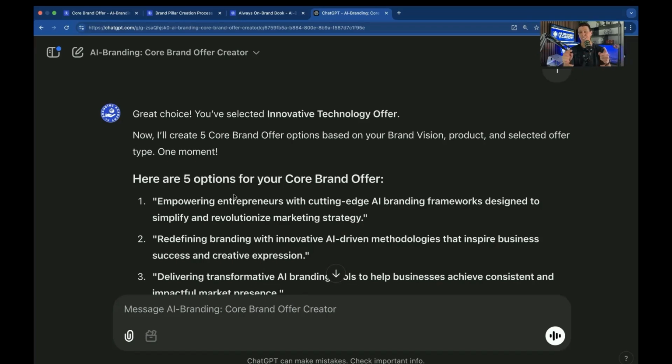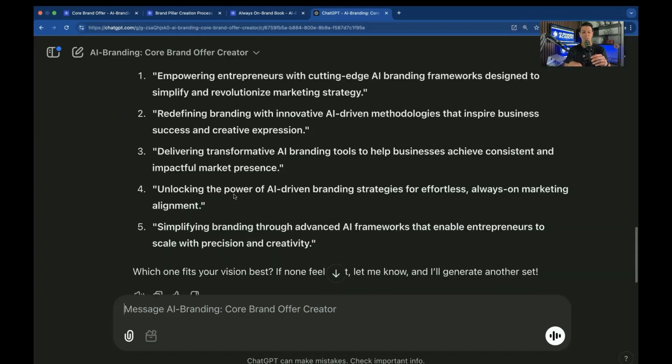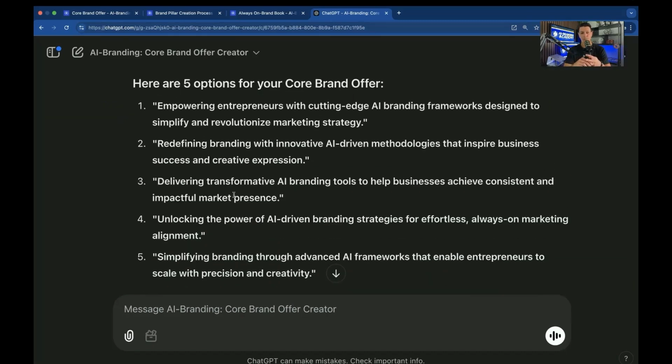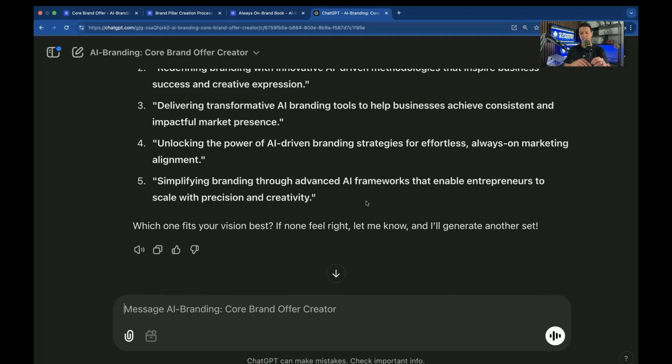And so this statement is something that you'll ingrain in your head, ingrain in your employees' heads, honestly, ingrain in your customers' heads so that they understand this is what you do overall. So here are the statements that I came up with based on the inputs I already gave. Empowering entrepreneurs with cutting-edge AI branding frameworks designed to simplify and revolutionize marketing strategy. Redefine branding with innovative AI-driven methodologies that inspire business success and creative expression. Delivering transformative AI branding tools to help businesses achieve consistent and impactful market presence. Unlocking the power of AI-driven branding strategies for effortless, always-on marketing alignment. And finally, simplifying branding through advanced AI frameworks that enable entrepreneurs to scale with precision and creativity.